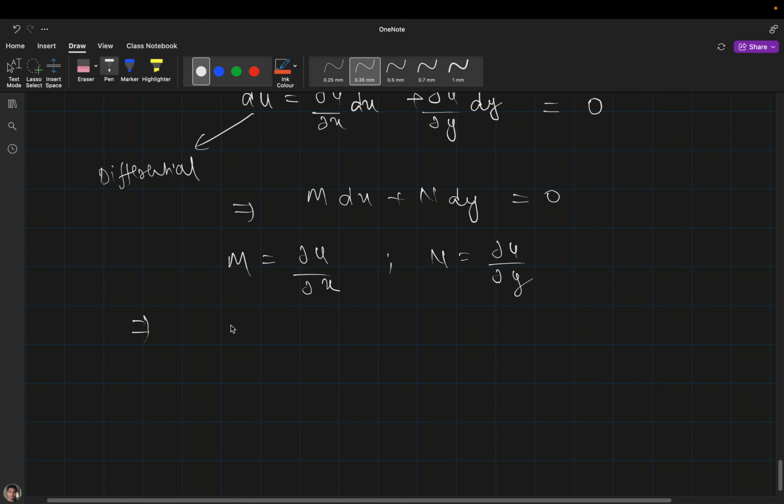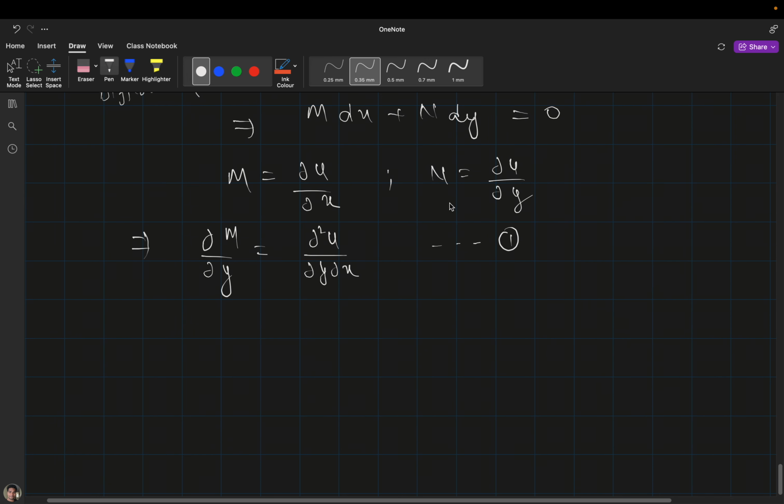what I will do is differentiate this equation with respect to y. Then you can see that it will become del square u by del y del x. Suppose it's equation number 1. Again I will do partial differentiation in this equation, but with respect to x, then it will become this. Then you will get del square u by del x del y. This is equation number 2.